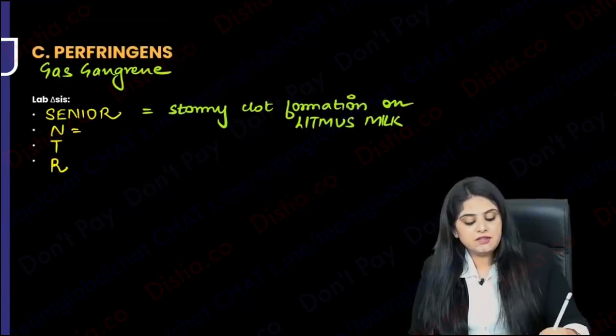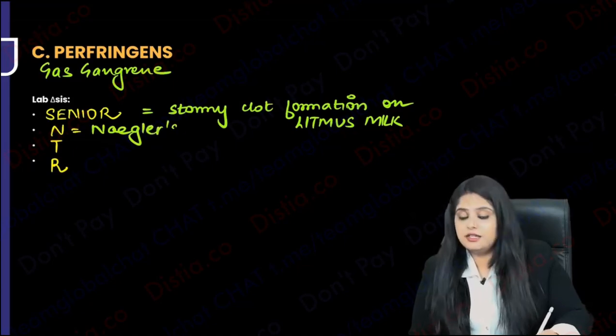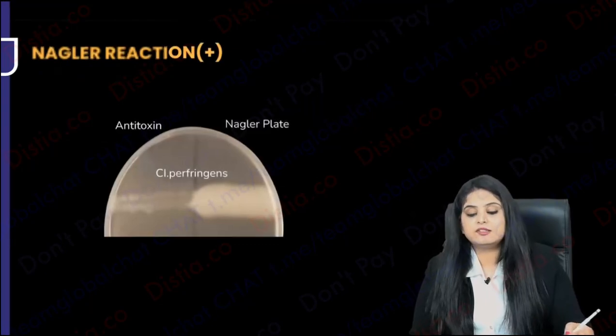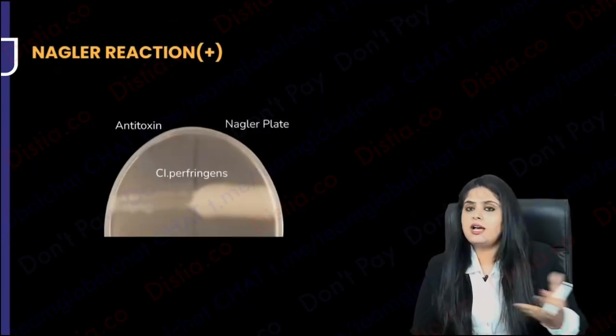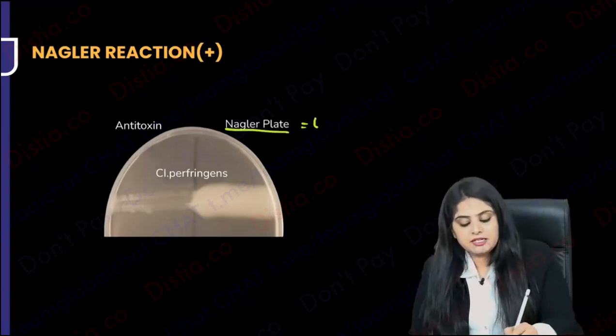Now what is N? N stands for the very famous Nagler's reaction. Now this is important because this gets you image-based, theoretical, understanding, subtype ka question. So what is Nagler's reaction? Have a look at this slide over here. Firstly, what do you have? It's a culture plate, and this Nagler plate has basically egg yolk based agar in it.